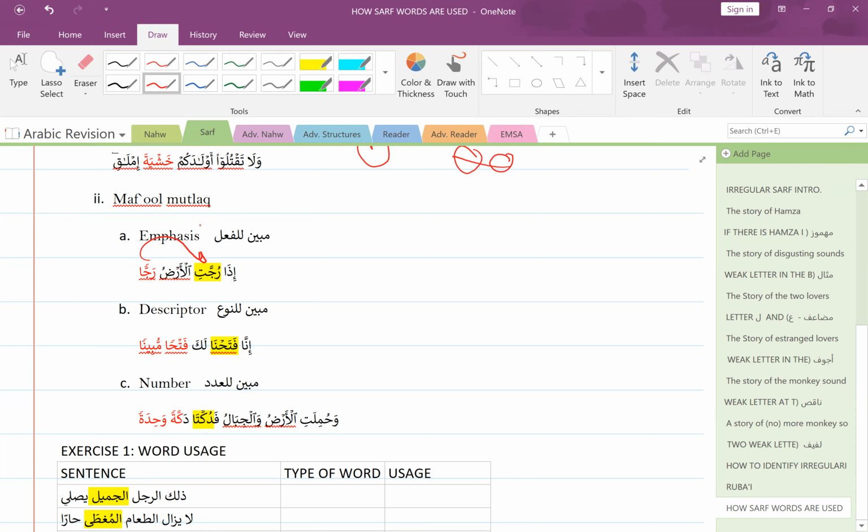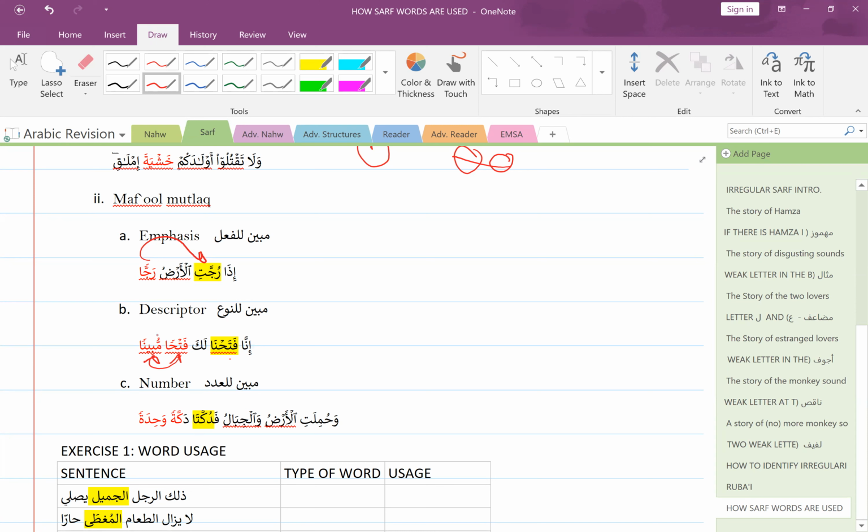Number two is if it is explaining how the action is done, adding description to the action. For example, إنا فتحنا لك فتحا مبينا. So it has a صفة. The masdar came back. You can see فتحنا and فتحا came back as a masdar. But this masdar has a description. It has something extra. It's further describing what kind of a victory it was. Mubinan, it was a clear victory.